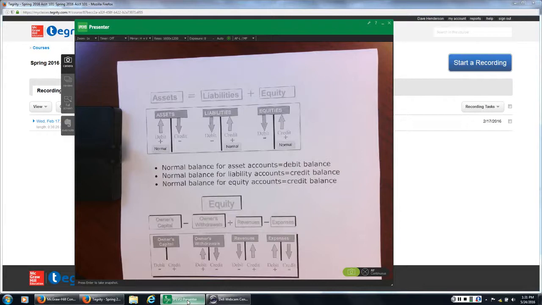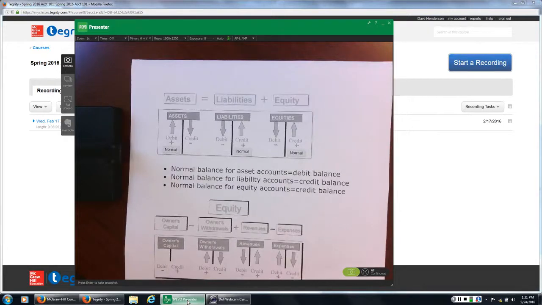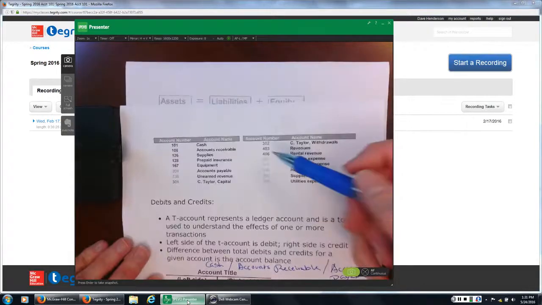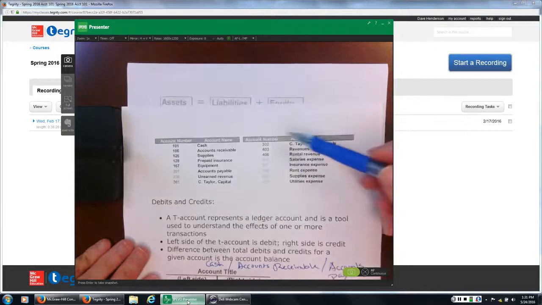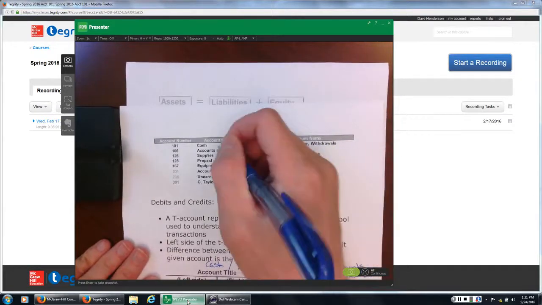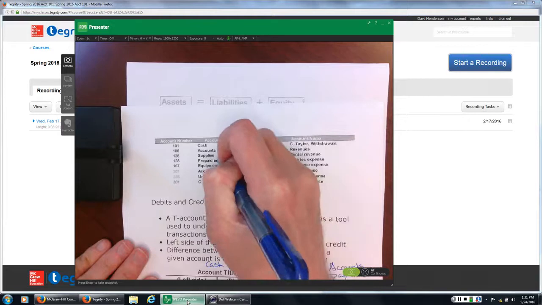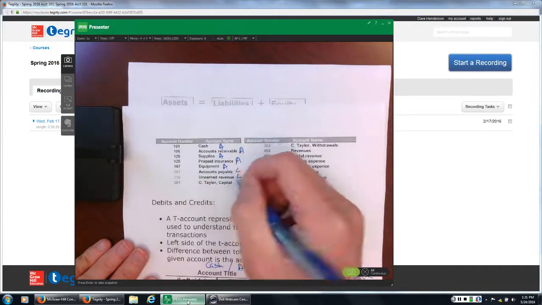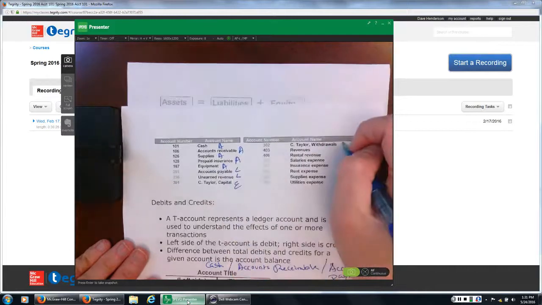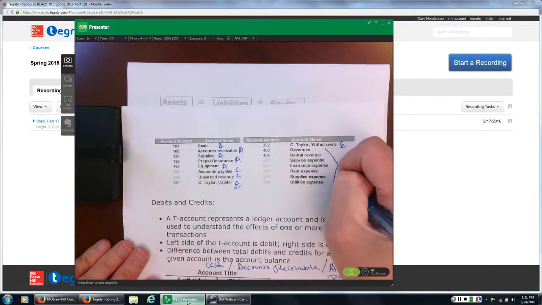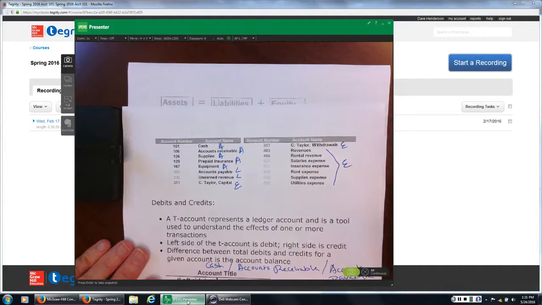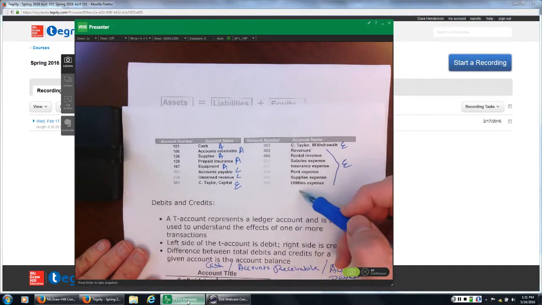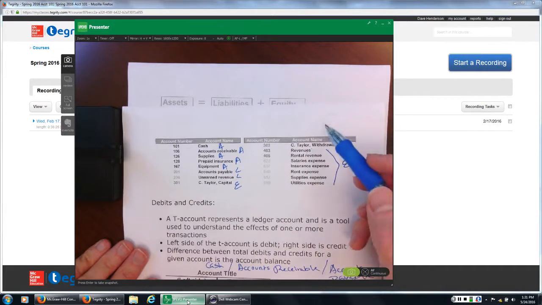Okay? I'm going to come back over to my other page right here. Now I'm going to go through and classify all these accounts as assets, liabilities, or equity. So that is an asset. That's an asset. That's an asset. That's an asset. That's an asset. This is a liability. That's a liability. This is equity. That's an equity account. And then these are all components of equity. These all affect equity, but they don't show up on the balance sheet. They show up on the income statement. But they do affect equity.